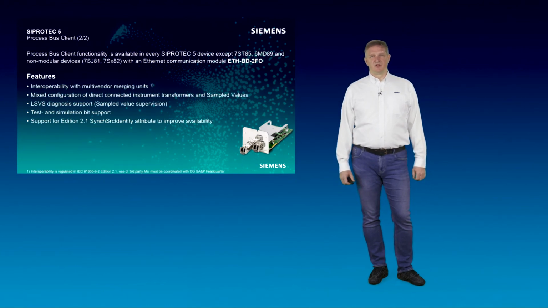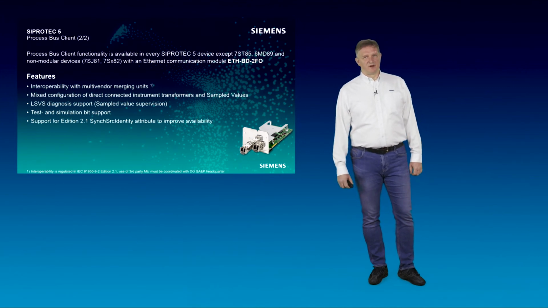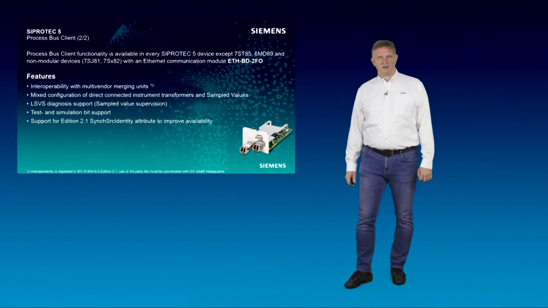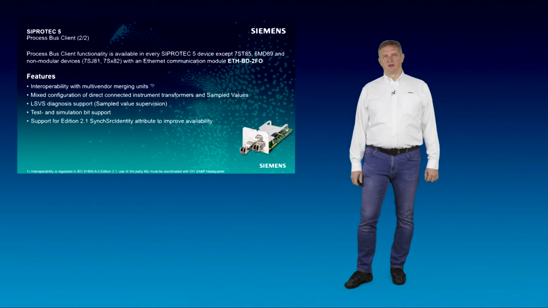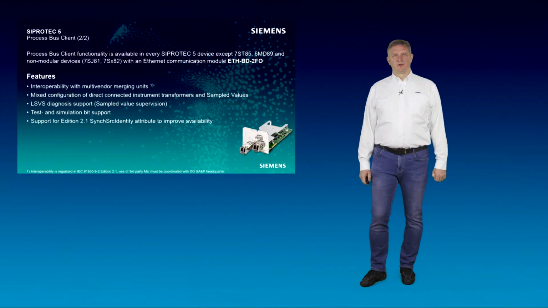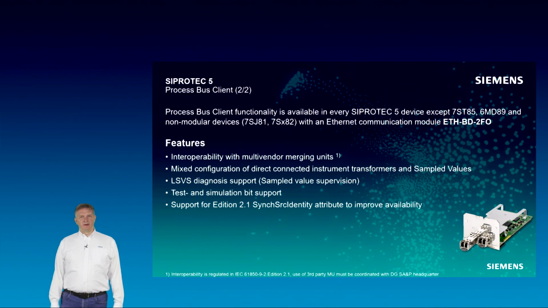Interoperability with third-party merging units is given by nature, with the support of IEC 61850 Edition 2.1, which introduces additional settings to regulate the interpretation of a sampled value stream content. Mixing directly connected currents and voltages with sampled values isn't an issue too. Standard functionality as sampled value supervision and the support of test and simulation bit is obvious. One of the highlights is the support of the sync source identity in conjunction with IEEE 1588 PTP. As you see, the protection devices can be fully used also to subscribe to sampled measured values.